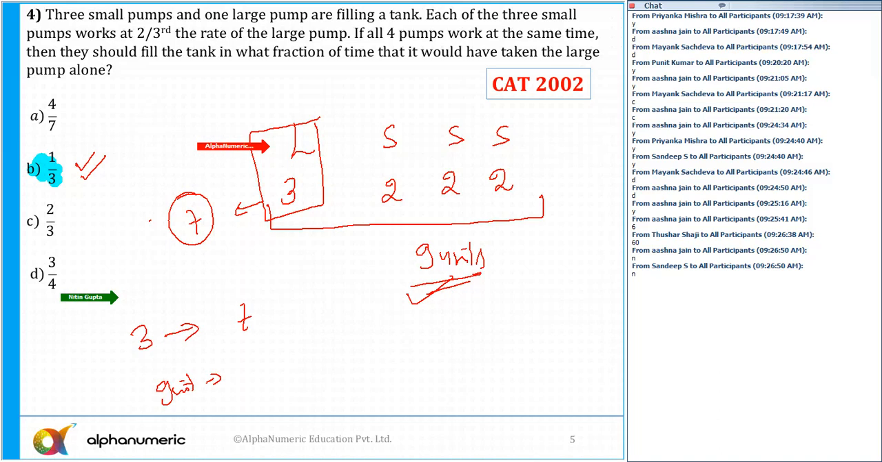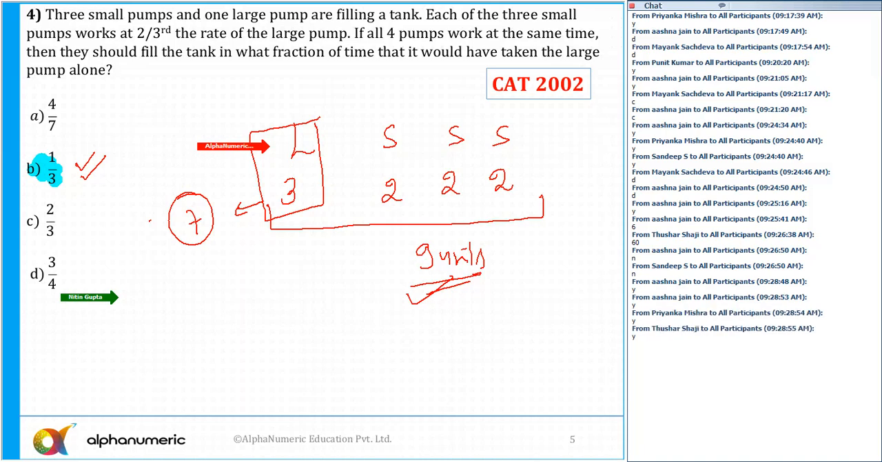Is that clear to all of you? Can I move ahead? Please respond. Asna, Sandeep, Tushar, Mayank. Okay. And let's go for the last question.